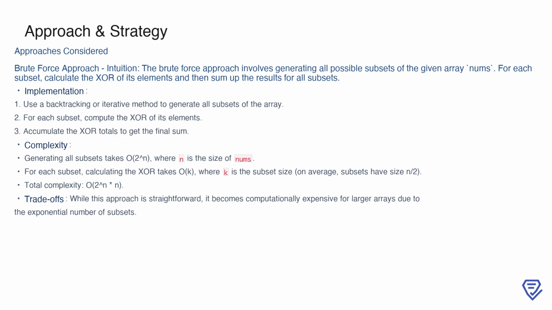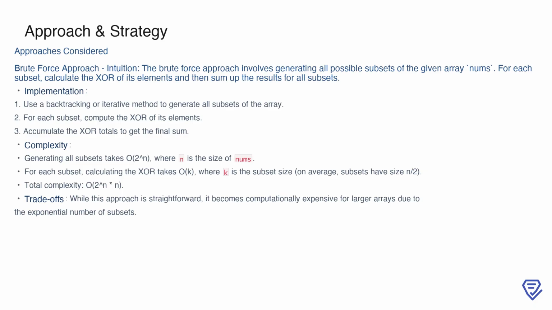However, this approach comes with significant computational cost. Generating all subsets requires O(2^n) operations, where n is the size of the input array, and computing the XOR for each subset adds another layer of complexity. On average, subsets have a size of n/2, so the total time complexity becomes O(2^n * n). This makes the brute force method impractical for larger arrays due to its exponential growth in complexity.